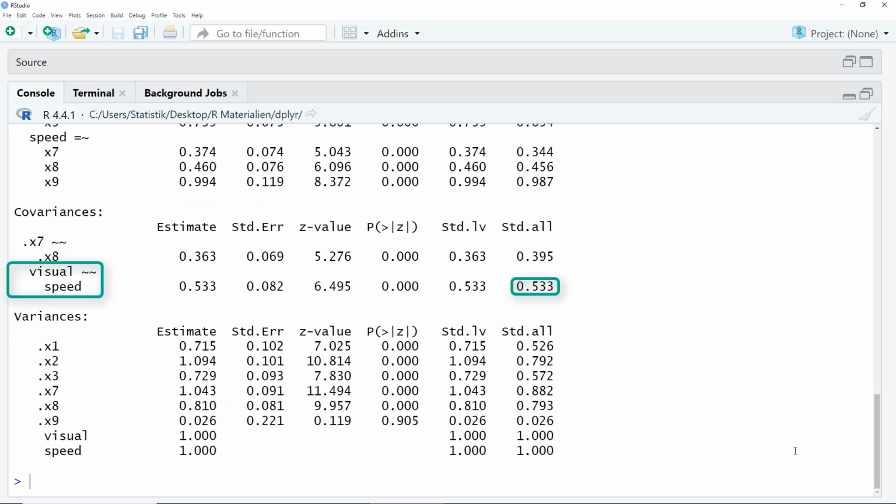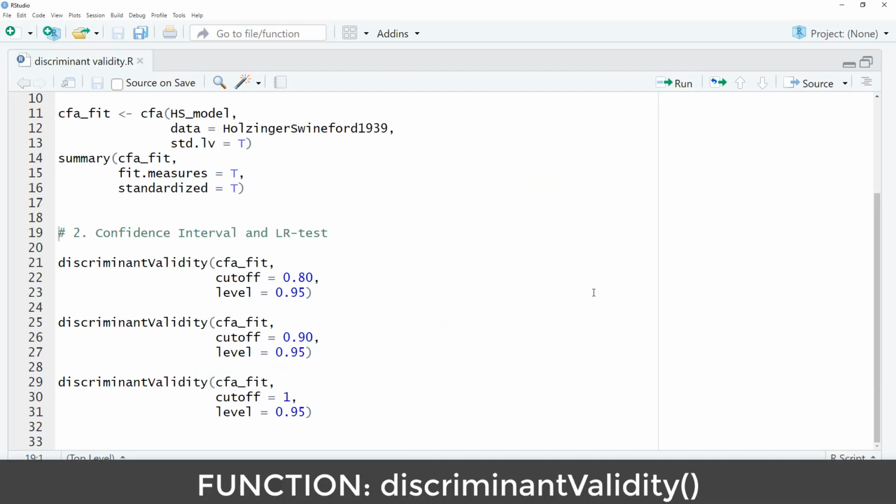Here's the factor correlation, 0.533. This normally would indicate that we have discriminant validity because it's not extremely high, but we want to have a more rigorous test of this. So we want to have a hypothesis test that we don't have a high factor correlation. For that we can use the function discriminantValidity from the semTools package. Here the resulting fit object of our CFA. Here the cutoff value and the level for the confidence interval.